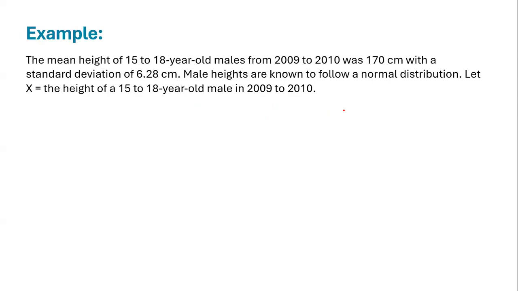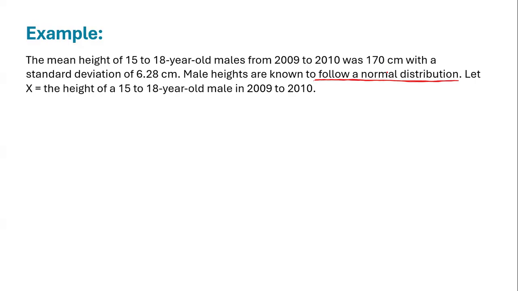Next example. It says the mean height of 15 to 18-year-old males from 2009 to 2010 was 170 centimeters with a standard deviation of 6.28 centimeters. Male heights are known to follow a normal distribution. When the problem gives me this, that means I can use everything that I learned about normal distribution and I can apply all of those formulas and all of the rules.